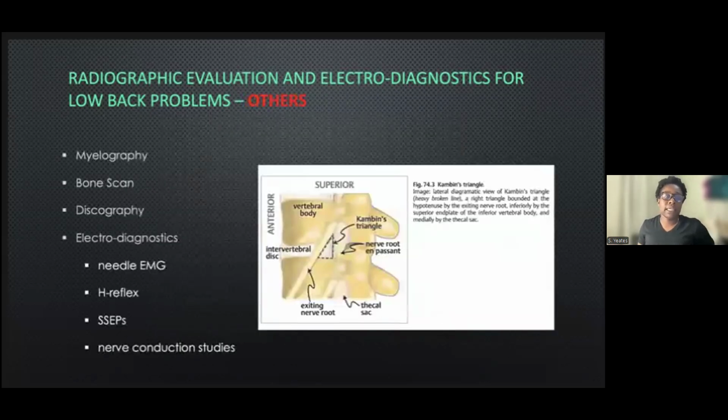Some other radiographic evaluations that we may use include myelography, where you use a water-soluble intrathecal contrast that is introduced via lumbar puncture. It has a sensitivity of 62 to 100% and a specificity of 83 to 94%, which is similar to a CT for detection of a disc herniation. It's usually combined with a post-myelographic CT scan, which increases the sensitivity and especially the specificity.